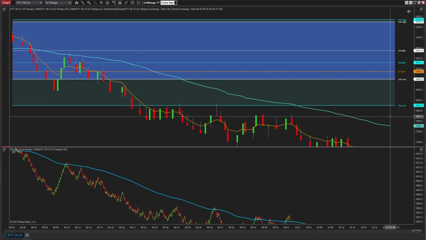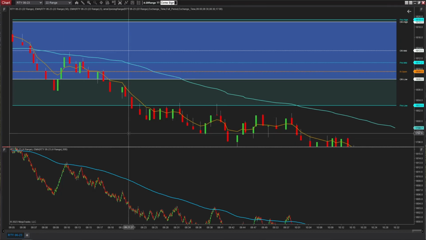I use the first 30 minutes of the regular hours as the opening range, and if price breaks below that, I go short, and if price breaks above that, I go long. It also has to be in agreement with the trend lines, obviously.